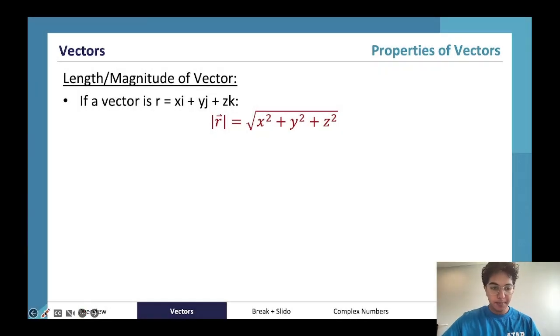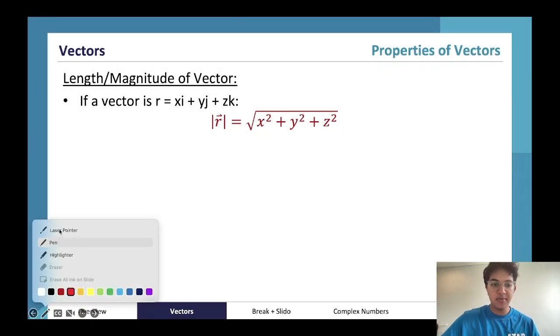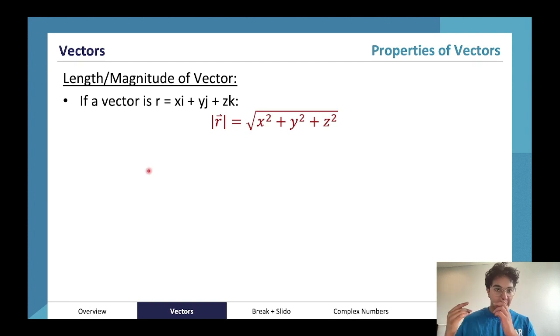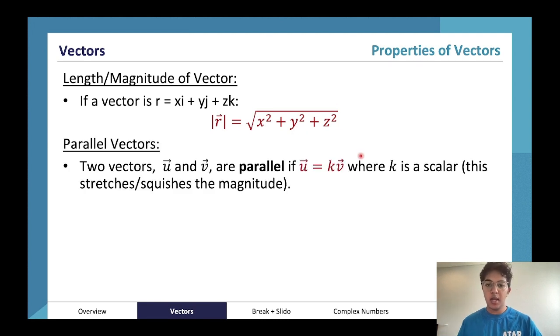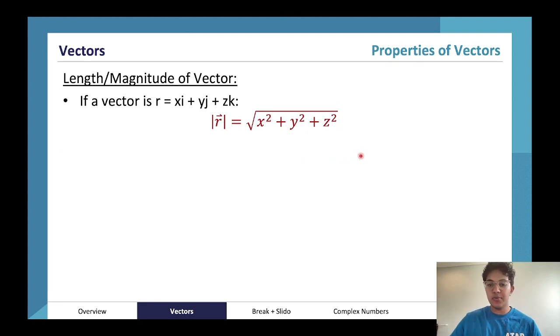Okay. So, given a vector, how do we figure out its magnitude, or how long it is? If a vector is xi + yj + zk, to figure out its length or magnitude, all we have to do is square every single term in it. But why? Before I move on to parallel vectors, why is that true?